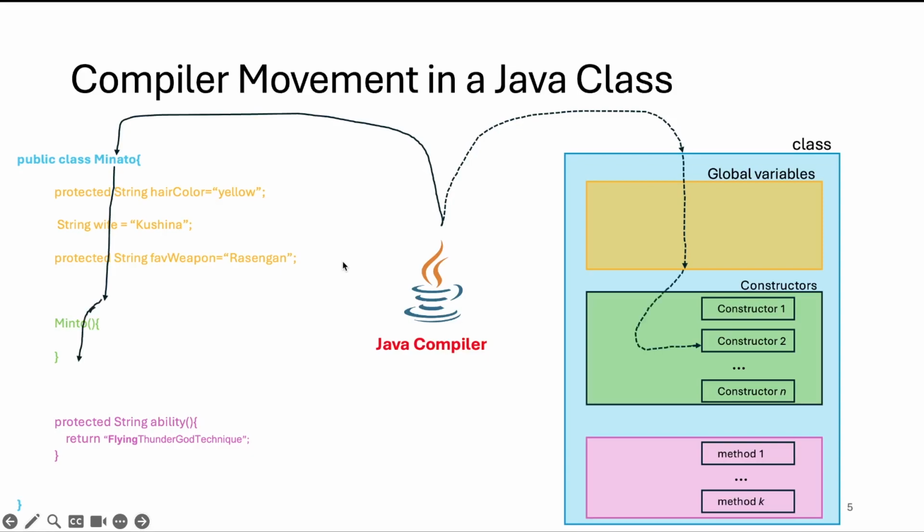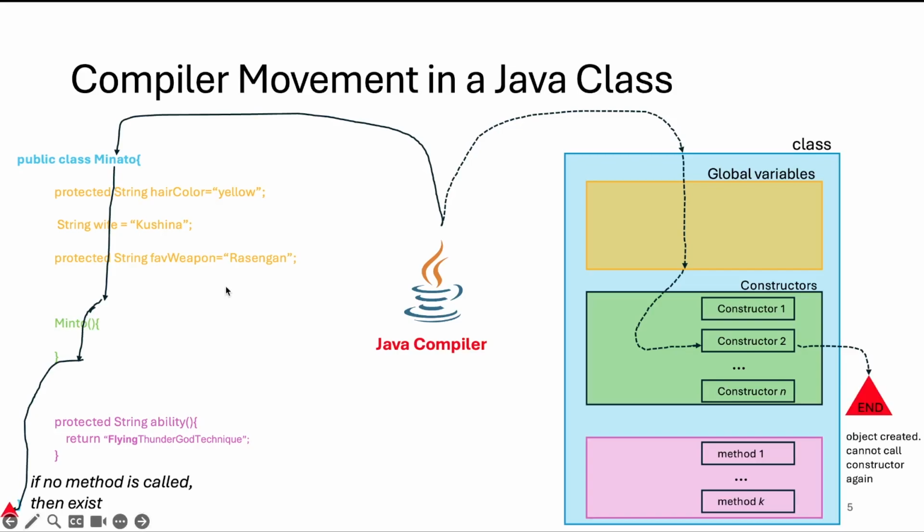Once these global variables are initialized, then it enters into a constructor. If there are multiple constructors, then depending upon the input parameters, the compiler will choose an appropriate constructor at the runtime and enters into the constructor. Here, the compiler will perform all the steps mentioned in that constructor and exits if the constructor is not calling any method.